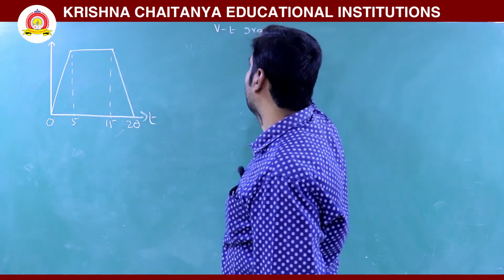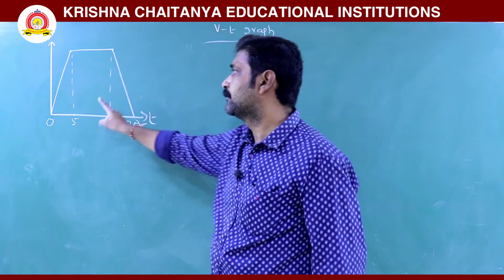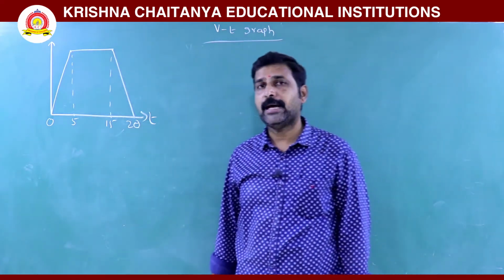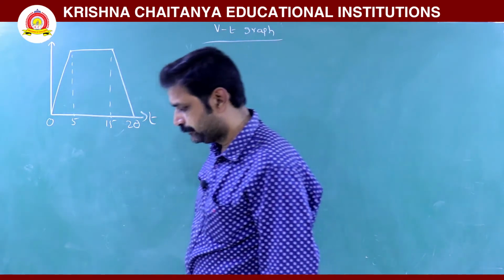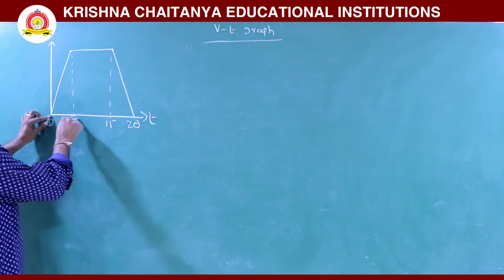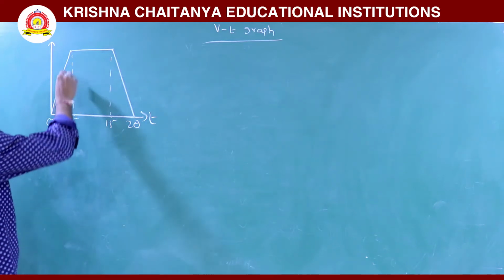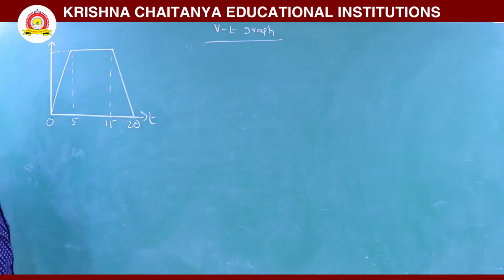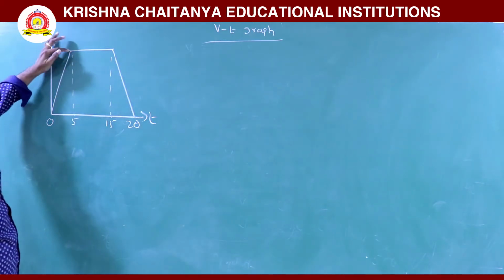The graph given is a position-time graph. From this graph, you will be asked to find the velocity-time graph. Look at here, from 0 to 5 seconds, position linearly increases with time. So here position is maximum.